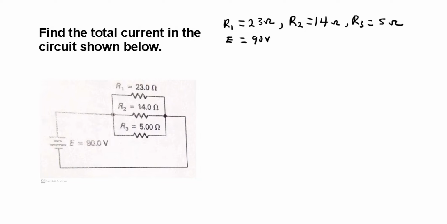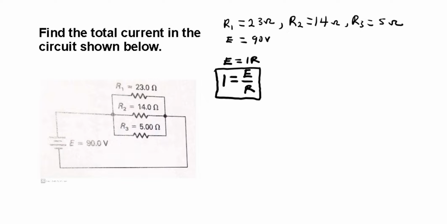Now, the question says we should calculate the total current in the circuit. Remember from Ohm's law that E is equal to IR. So the current I, which we are asked to calculate, will be equal to E over R. This is the formula that we are going to be using. But before we use this formula, let us find the equivalent resistance.